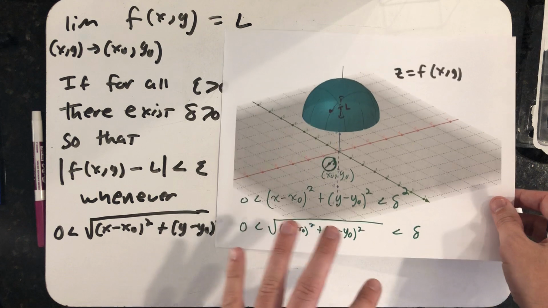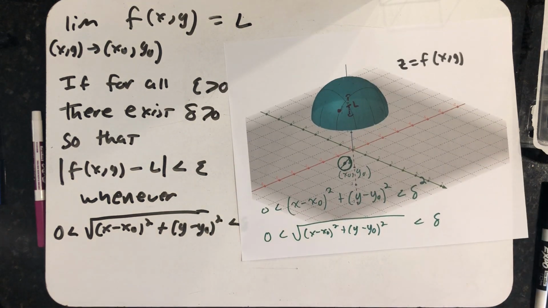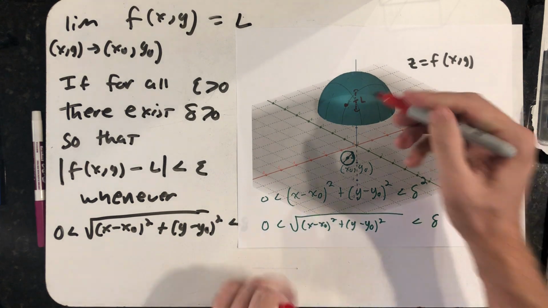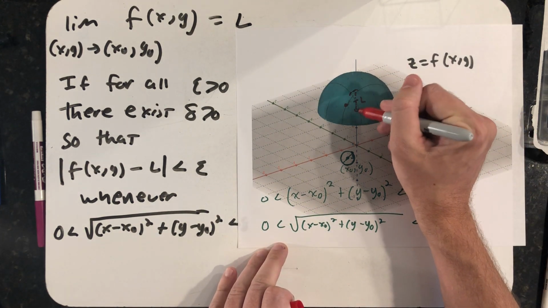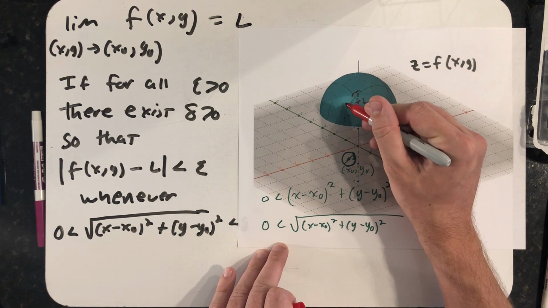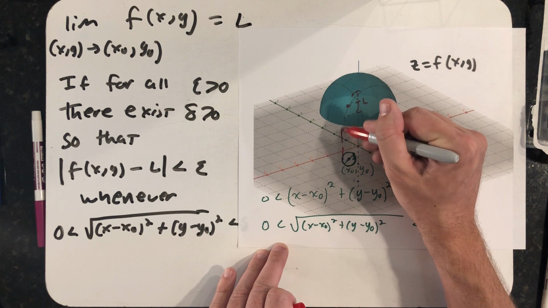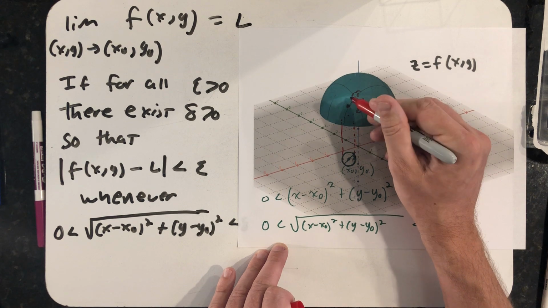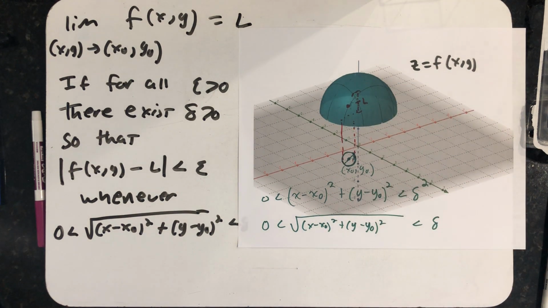Okay, so that's the idea of limit, that if I wanted to keep my z values within epsilon of L, I have to keep my points in the plane in this region that would then map up and get me really close. That has to work for every positive distance, epsilon.